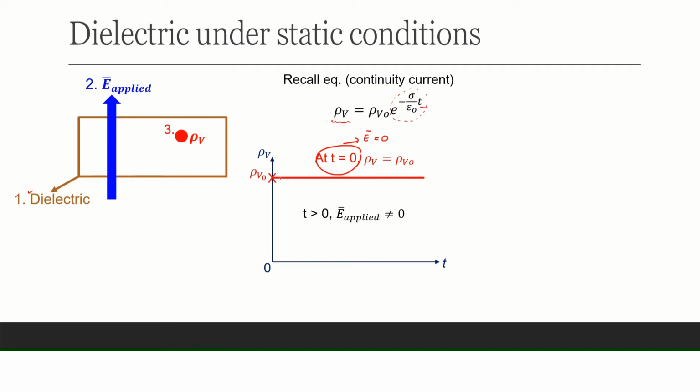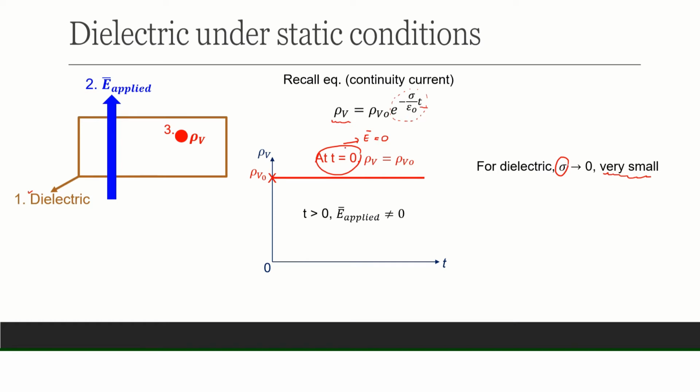So what will happen to these charged particles? If you look at this graph here, it will remain. The rho v will remain the same when exposed to an electrostatic field. Here we can summarize that for dielectric under static conditions, the sigma will be very small, very near to zero, and it is assumed to be very small. Do you still remember what the sigma is? The sigma is conductivity actually.